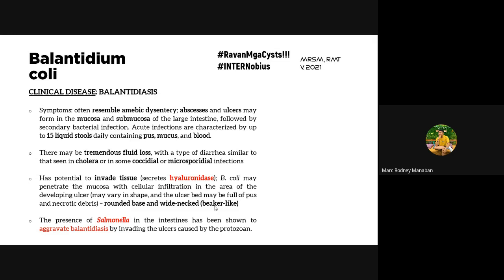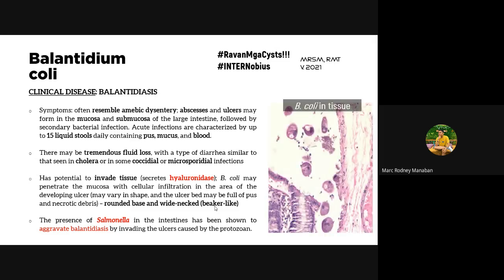And here's an example of a biopsy from the intestine that contains B. coli. As you can see, when stained, what is very clear is the large macronucleus that is bean-shaped. Okay, so very clear: the large kidney-shaped or bean-shaped macronucleus. All right, that's for balantidiasis.